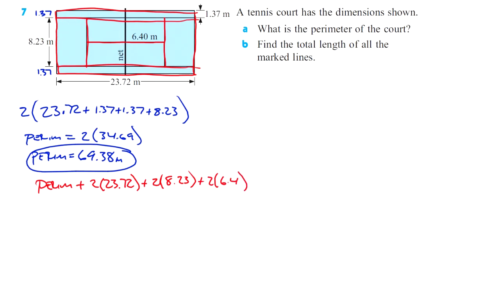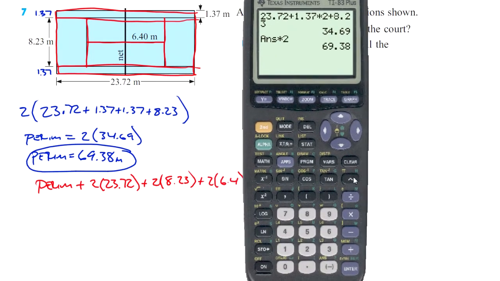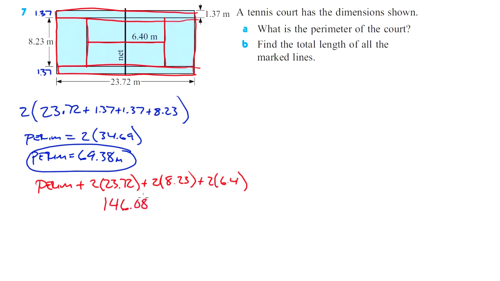I think that, yep, that covers everything for us. So let's calculate that out and see what we get. So we've got 69.38 plus 2 times 23.72 plus 2 of the 8.23s plus 2 of the 6.4s. And that gives us 146.08. And this is part B, right? So 146.08 meters of total lines that need to be marked.